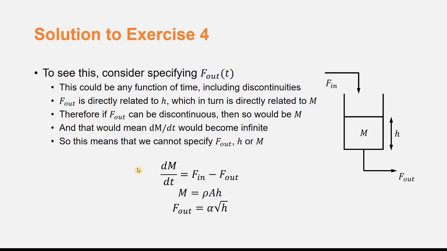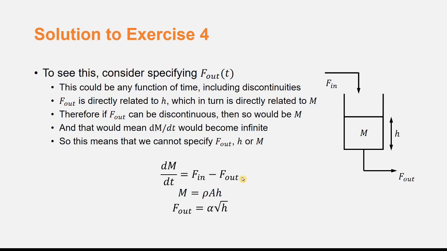Note that because this is a dynamic model, all of the dependent variables are functions of time. So if we need to specify one or more variables, what we have to specify in general is functions of time rather than single values. First, try specifying F out. Since this is a dynamic model, F out should be able to be specified using any arbitrary function of time. This means that it could involve discontinuities. So again, any function of time should work, including discontinuous ones.